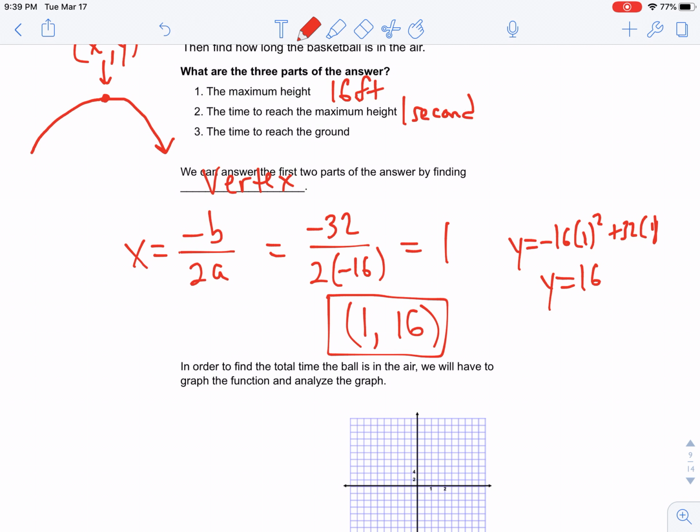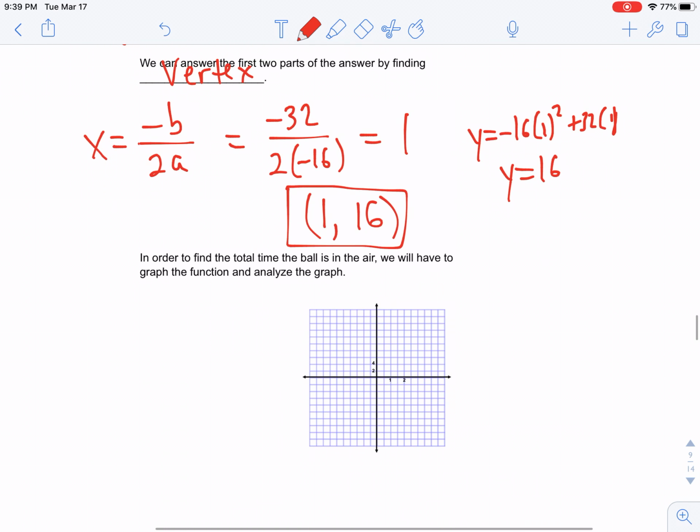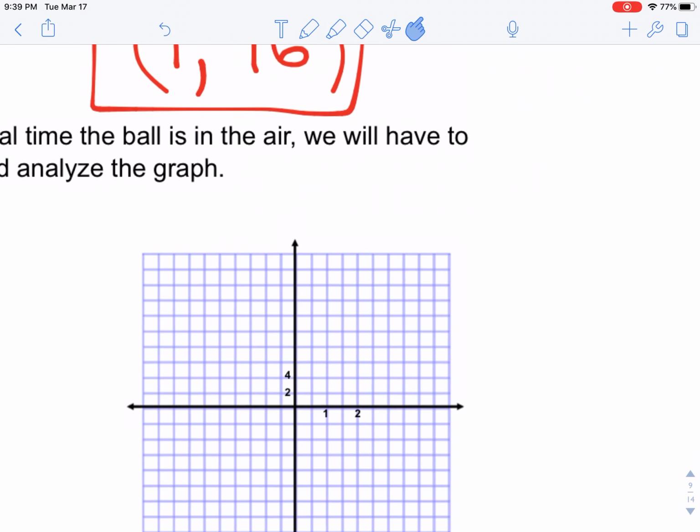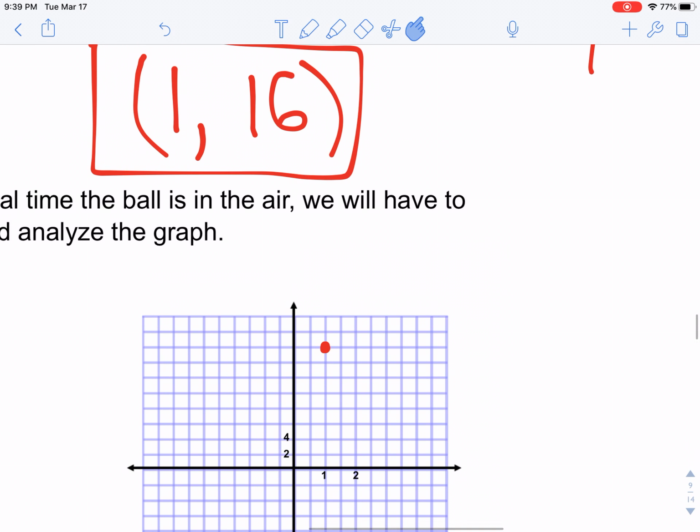Then the only other thing we need to find is when does it hit the ground. So we could graph this over here, 1 comma 16. This scale is going to go by 2's for the y's, and halves for the x's. If you see the way this is scaled, 1 comma 16 would be right there. That's 1 comma 16.